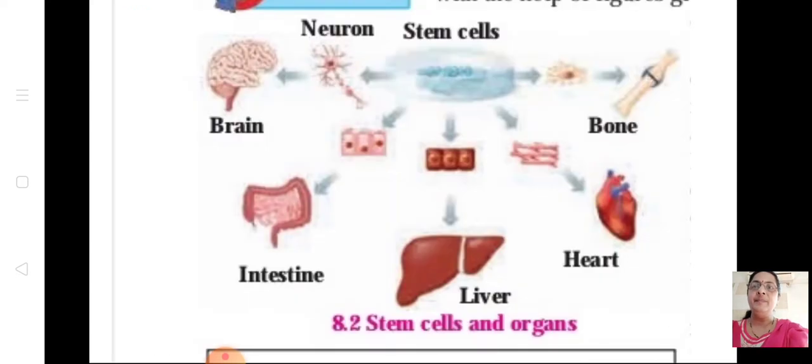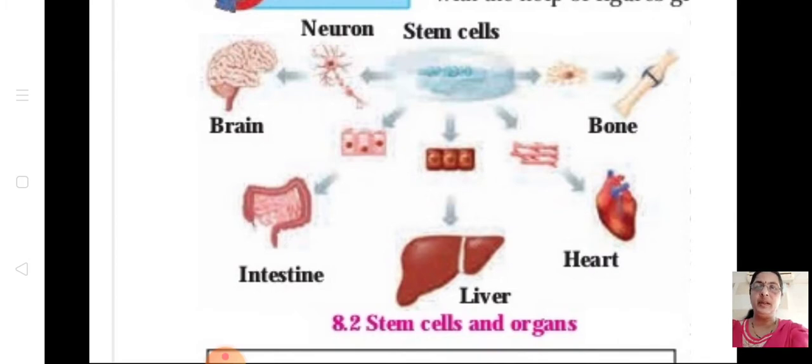You can see here, from the stem cells the neurons, bone cells, liver cells, and from there the other organs like brain, intestine, liver, heart, all the organs can be formed from the single type of cell which is called the stem cell.